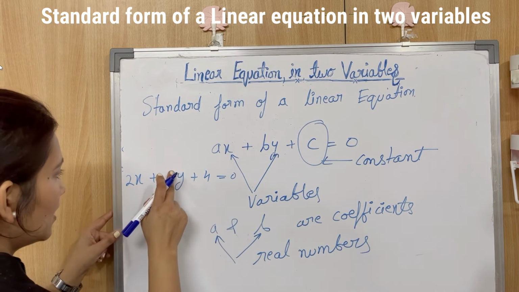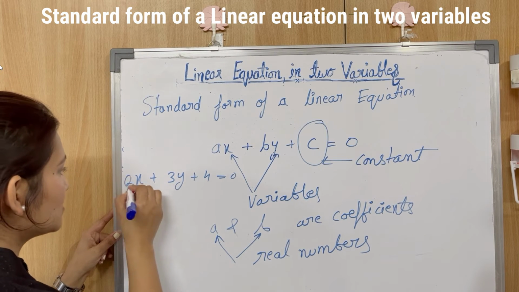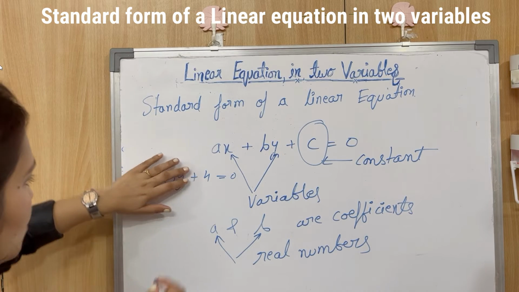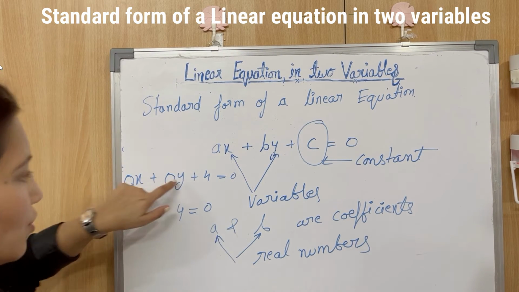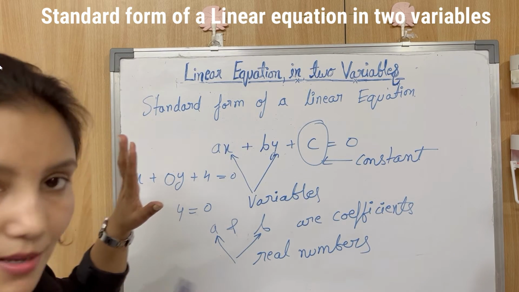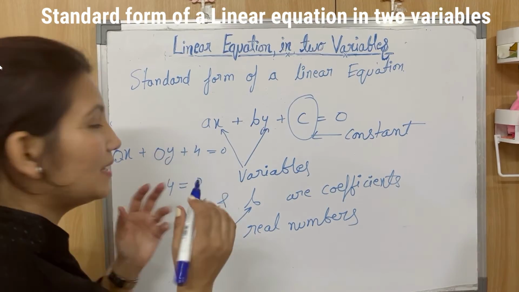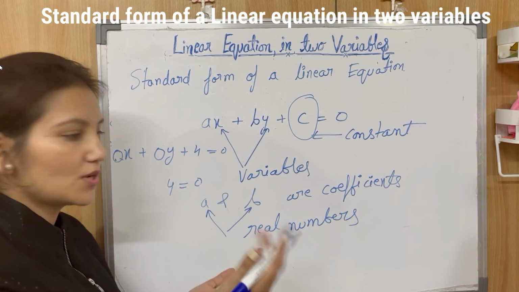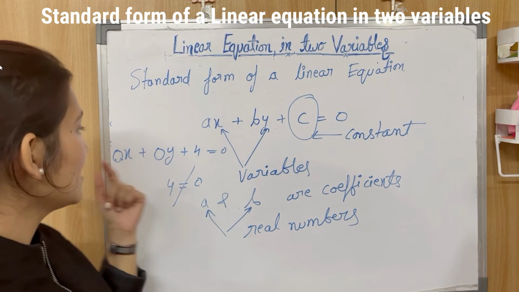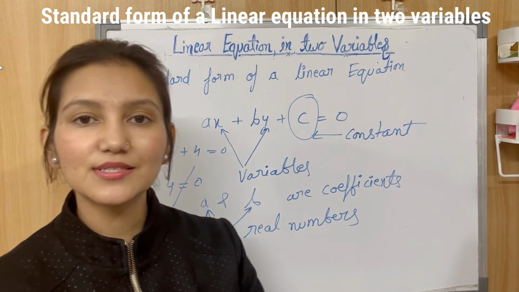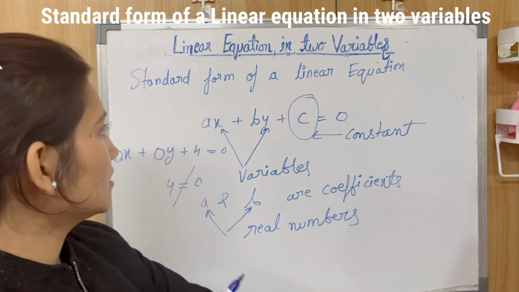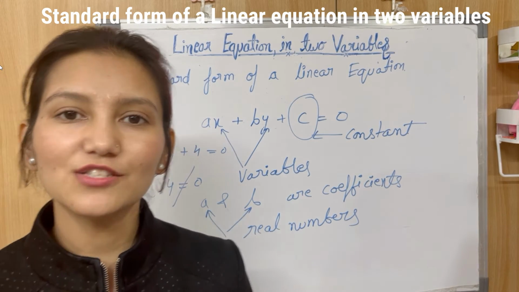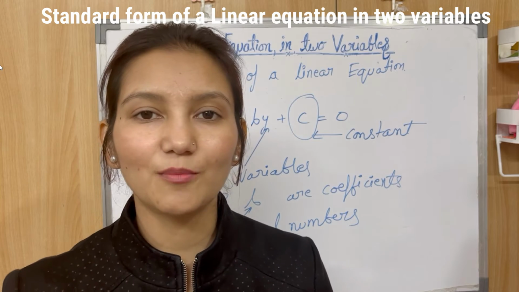Let's say the coefficients of x and y both become 0, right? So what will happen? This equation will reduce to 4 equal to 0. If both the values of A and B become 0, we'll be left with only 4 is equal to 0, right? Is it possible? No, right? So that's why A and B both cannot be 0 at the same time. So this is the condition, that A and B are real numbers, but they both cannot be 0 at the same time, right? So let's solve some more questions based on standard form of linear equations.